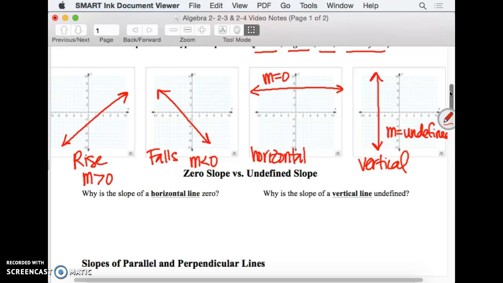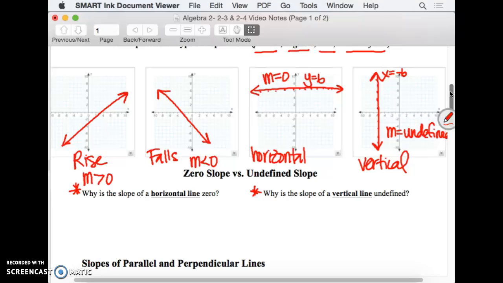Underneath here it says, why is the slope of a horizontal line 0? Why is the slope of a vertical line undefined? We're going to answer those two questions. When you look at a horizontal line, let's say we're looking at this line, and that looks like 2, 4, 6. Let's say this is the line y equals 6. Every single y coordinate here is at 6. Let's say that this line is x equals negative 6. Every single x coordinate here is equal to negative 6.